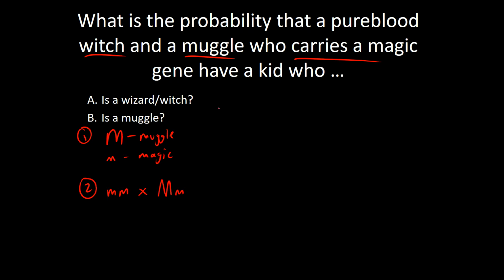The third thing is we're going to work on making some Punnett squares. Okay, so a Punnett square, you've probably done these before. A Punnett square is just a tool to show the different combinations of genes that can come together and make a baby.